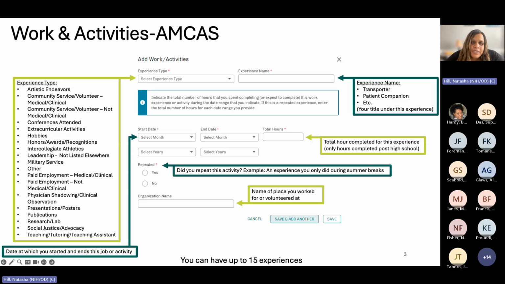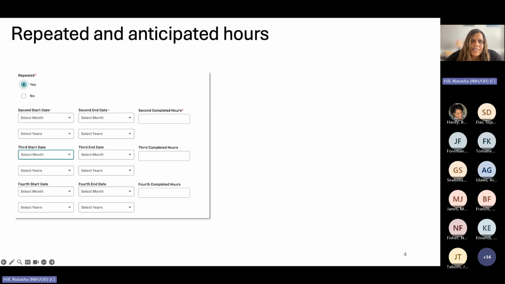You're also going to have a slot to put your organization name. So if you were volunteering with Meals on Wheels, or at ICM Cares Clinic, wherever the experience is taking place, go ahead and slot the organization name in there. And remember, for the AMCAS application, you can have up to 15 experiences that you can discuss. So going back to this repeat experience, one that you did, maybe, like I said before, after each year in undergrad, you can put your second, third, and fourth start dates here on this screen.